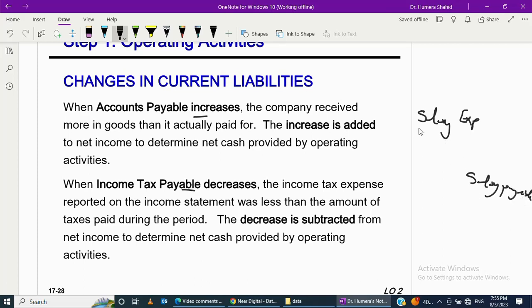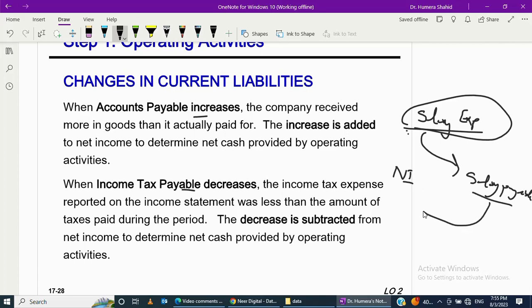Okay, it means that for this expense you did not pay the cash. So why is this expense decreasing your net income? When the liability is increasing, add it back because it shows that this expense was non-cash. So same is the case here.